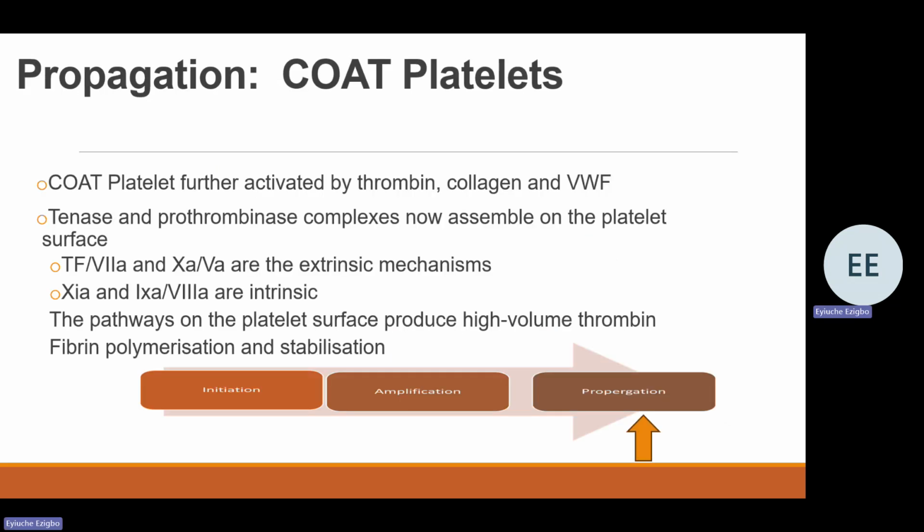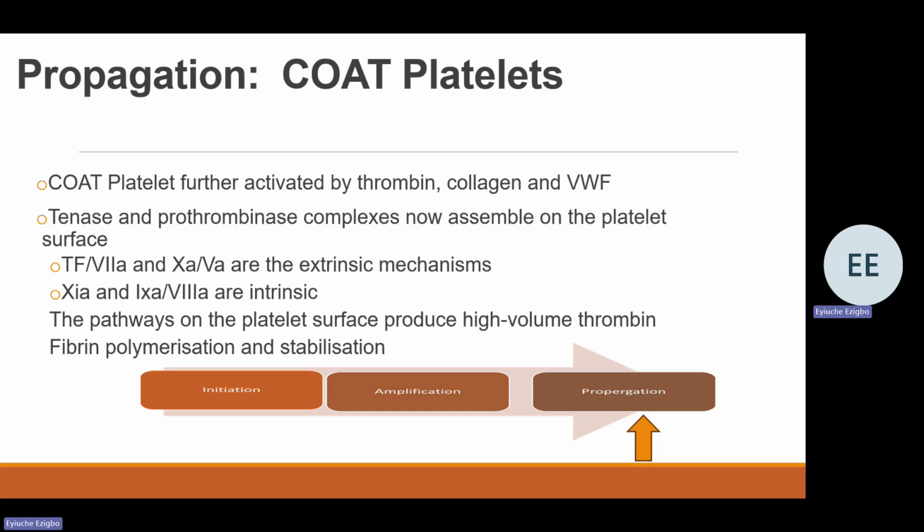So we have the propagation phase. In the propagation phase, coat platelets are further activated by thrombin, collagen, and von Willebrand factor. The tenase and prothrombinase complexes now assemble on the platelet surfaces. The tissue factor, factor 7, and factor 10, factor 5 are the extrinsic mechanism. Factor 11 and factor 9, factor 8 are the intrinsic. The pathways on the platelet surfaces produce high volume thrombin, fibrin polymerization, and stabilization.